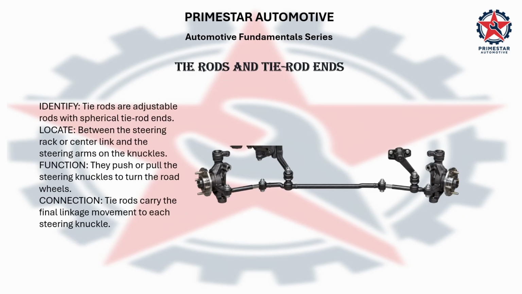Next are the tie rods and tie rod ends. Tie rods are adjustable steering links with spherical tie rod ends. They are located between the steering rack or the center link and the steering arms on the knuckles. Their function is to push or pull the knuckles so the road wheels can turn effectively and efficiently as commanded by the driver.